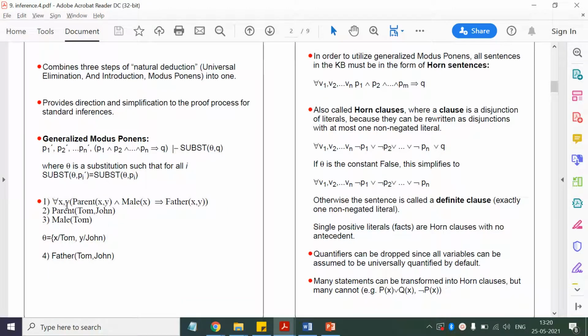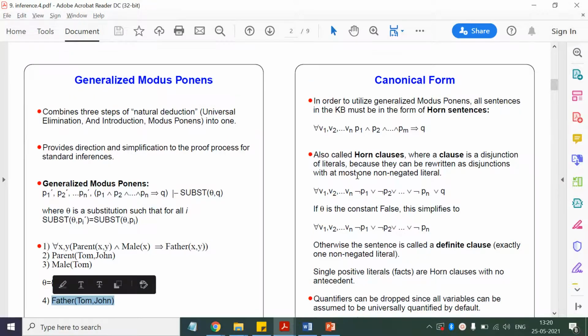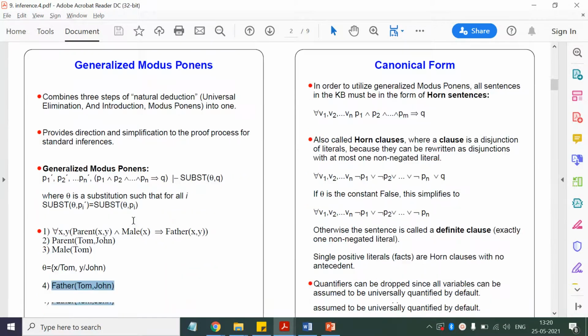So here consider the same example. What we did earlier, first we applied universal elimination, then introduction, and then finally modus ponens, right? So if these are the given facts, we can directly derive this with the help of the generalized modus ponens rule, and we know how it came, right? We have the derivation here.